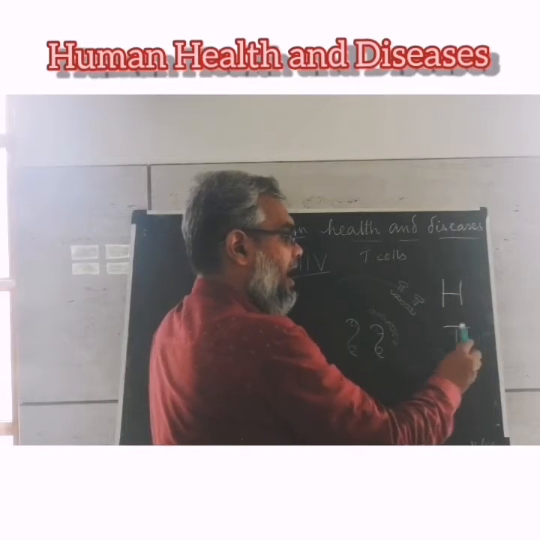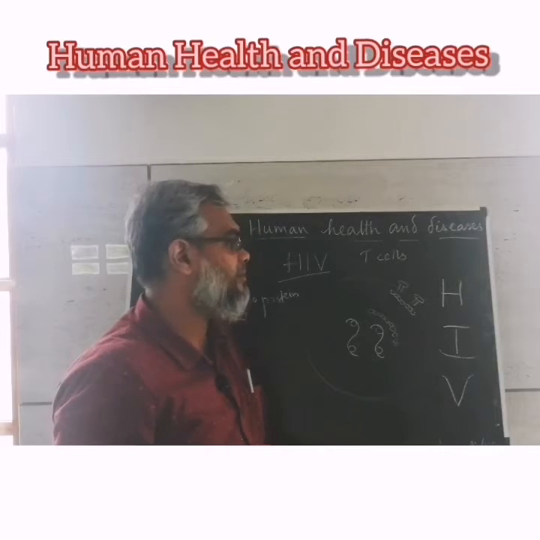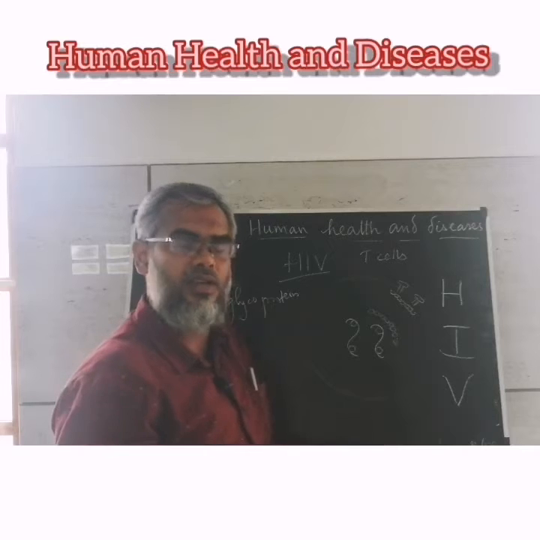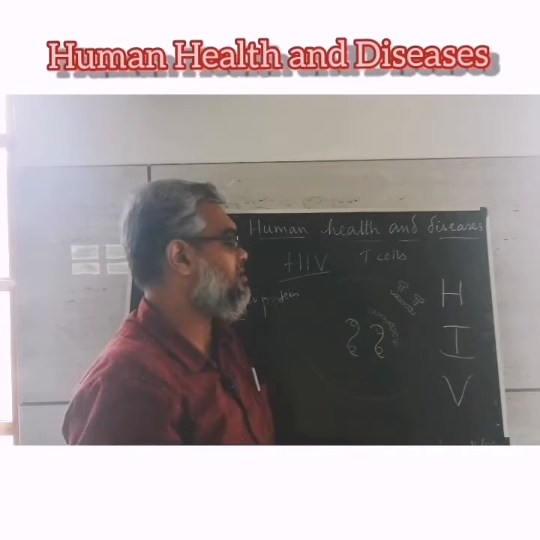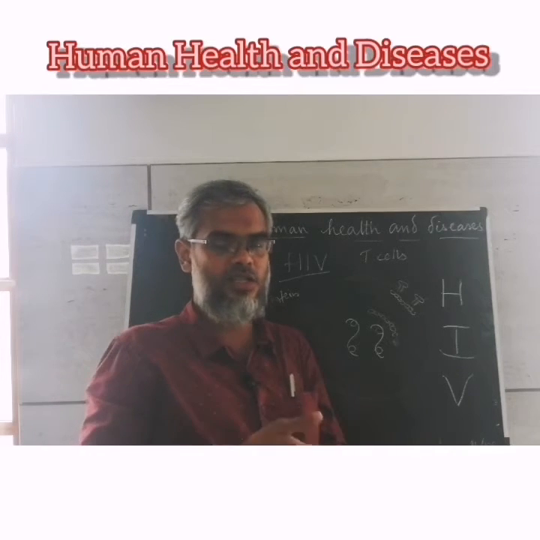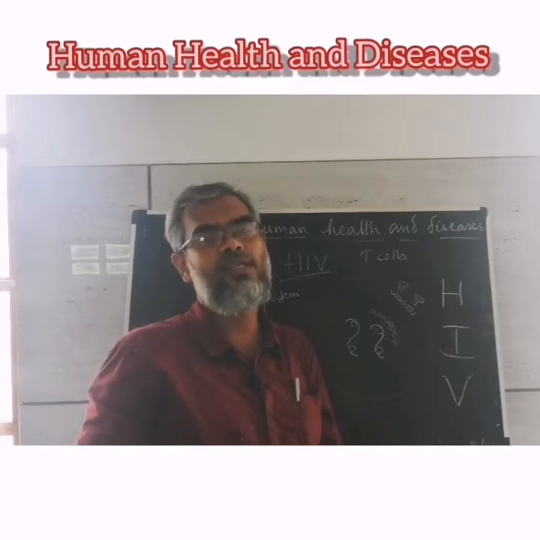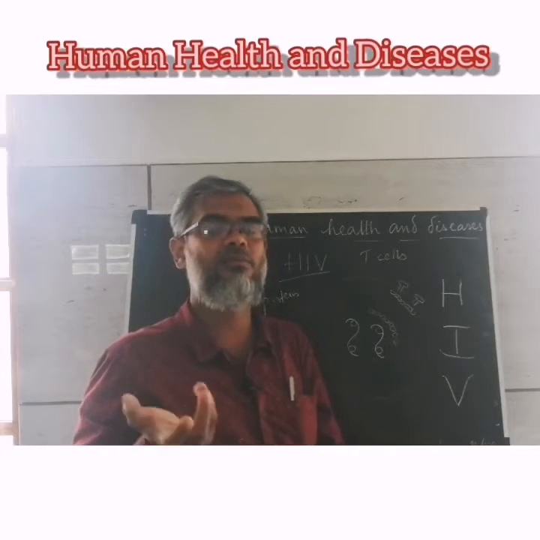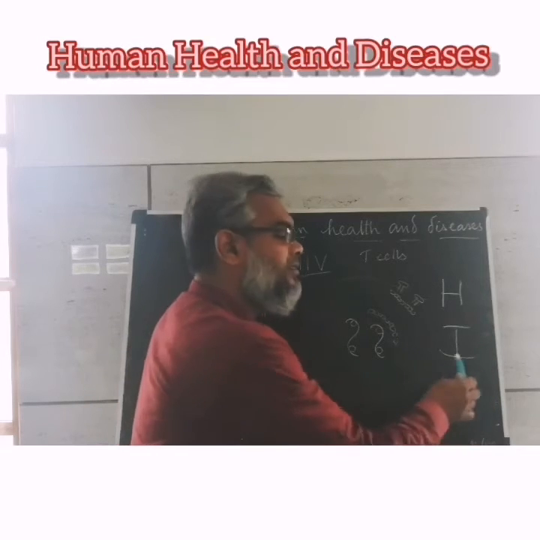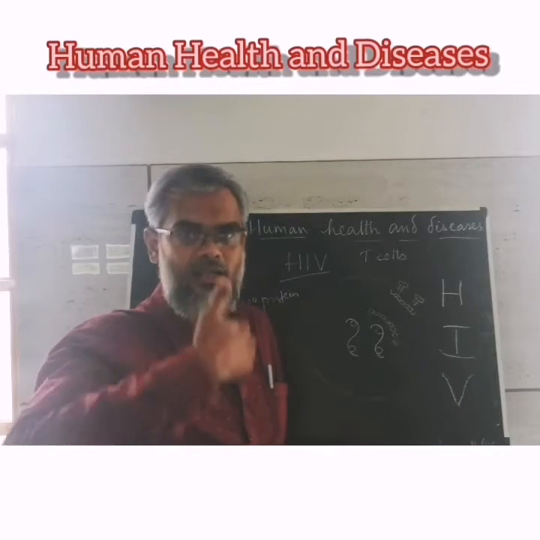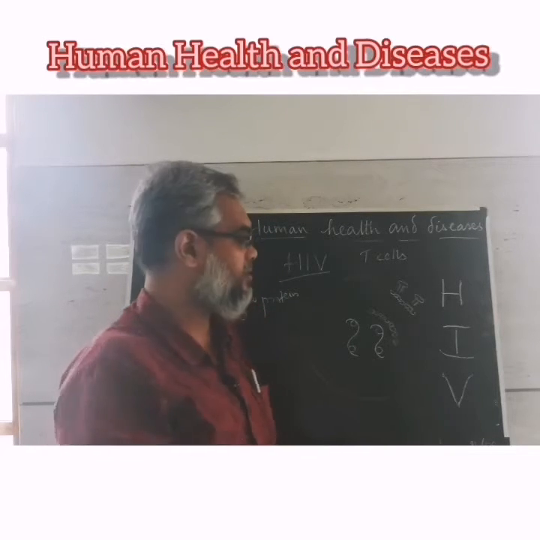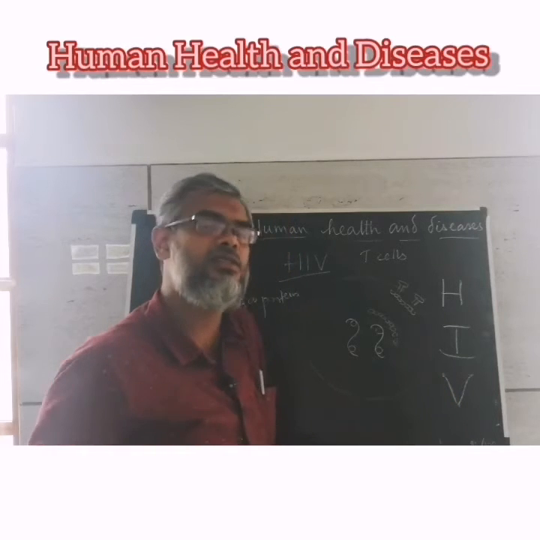Remember, H you can think as horizontal also. So horizontal, homosex or heterosex. I is intravenous. Intravenous means blood, through veins. So through veins, through blood it is transmitted. Blood products, all fluids, it is transmitted. V is vertical. Vertical means from mother to child through placenta. So by this HIV is transmitted.